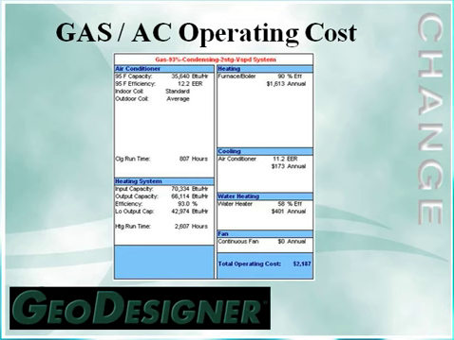And here's our operating costs for our gas AC system. Again, heating cost, cooling cost, and our domestic water heating cost. In all options, I did not select that continuous fan. We're over $2,000 in operating costs for the gas furnace.